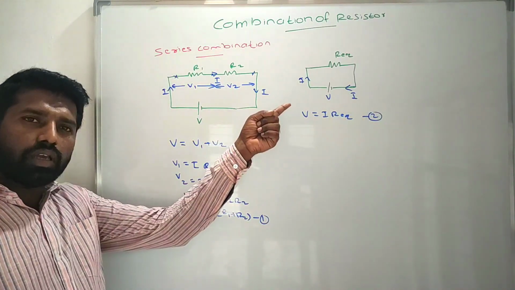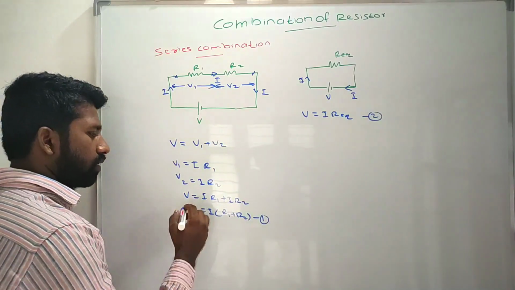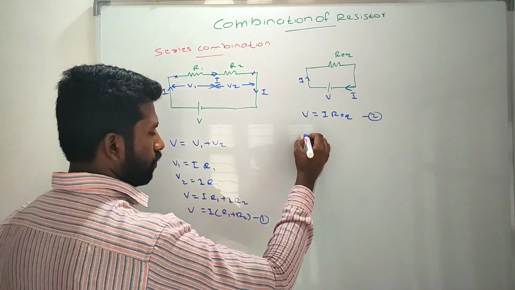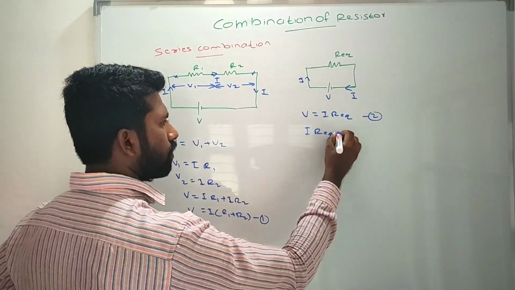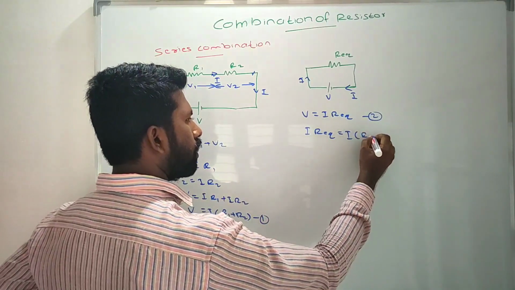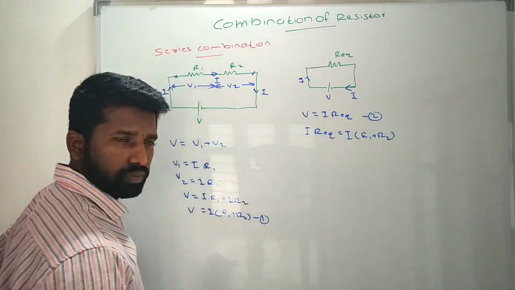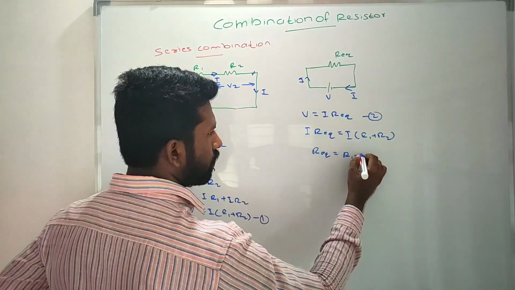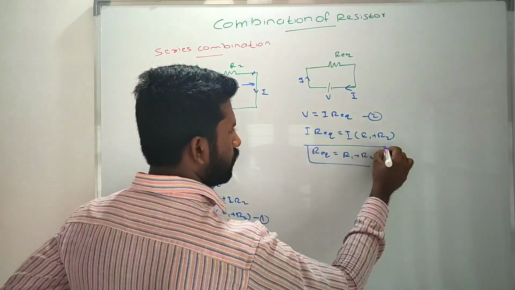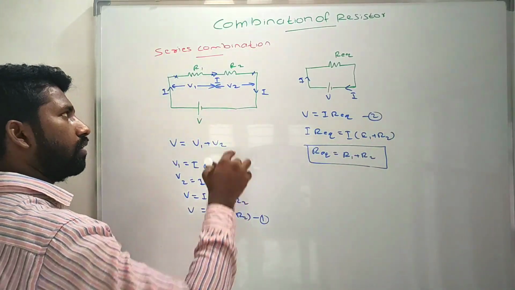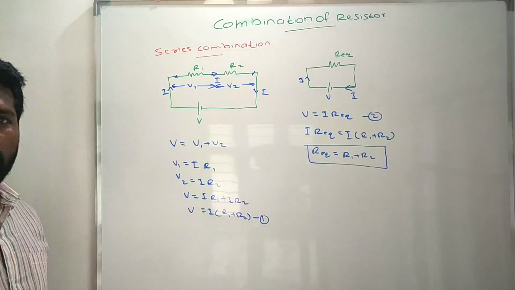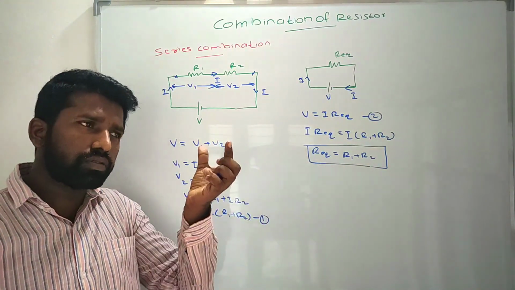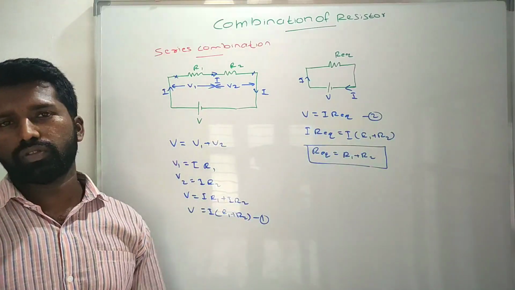Please equate equations 1 and 2. So what will you get? These two are equal. I into R equivalent is equal to I into (R1 plus R2). You can cancel I, so R equivalent is equal to R1 plus R2. That is the equivalent resistance when the resistors are connected in series. So if the resistors are connected in series, the net resistance is equal to the sum of the resistances.